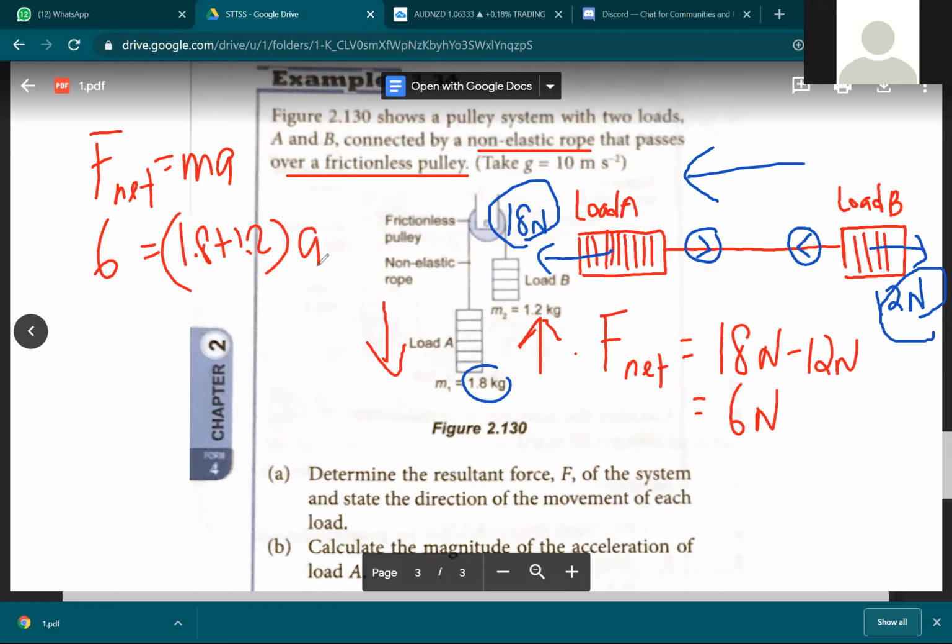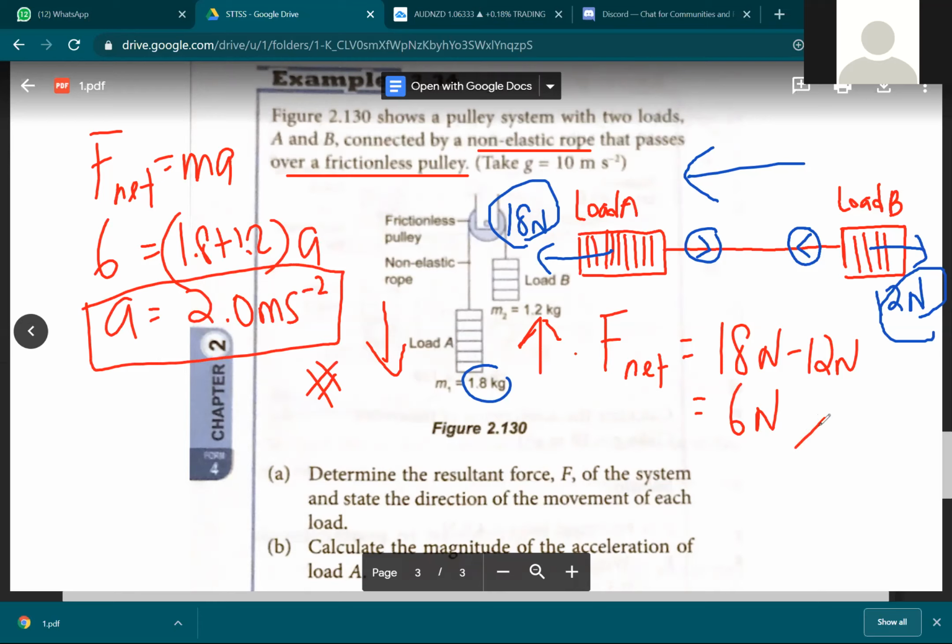Okay, so A should be no problem to calculate. Just mathematics. A, you will get 2.0 meter per second square. This is your answer for B. And this is your answer for A.